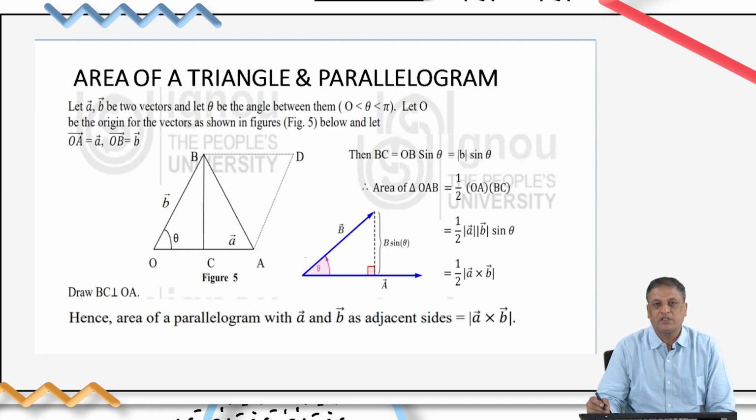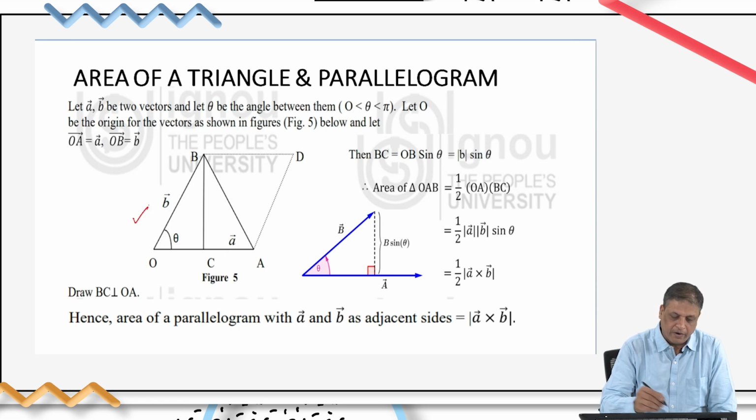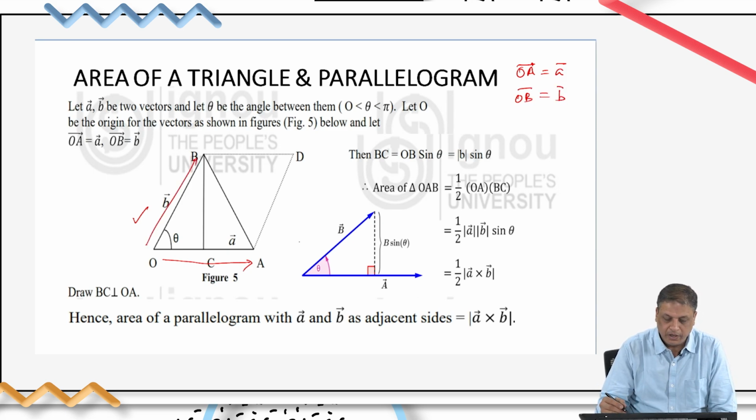Now, we are going to understand how to apply the understanding of vectors to calculate, say, the area of a triangle or parallelogram, because a parallelogram is nothing but the extended form of a triangle. Over here in figure 5, it is shown that there is a vector A which is represented by vector OA, that is OA represents vector A and vector OB represents vector B. So, this is vector B and this is vector A.